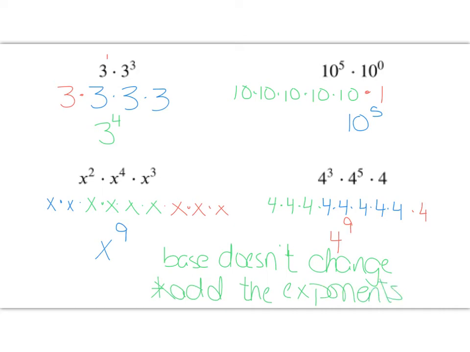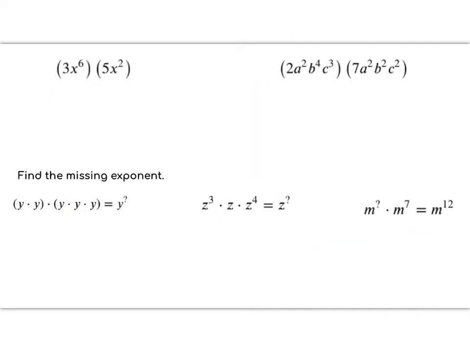Now, you can expand every single time and it'll work. But if you see the shortcut and you understand it, you can use it. Okay, so let's look at a couple of the weird ones. Let's say I have 3 times x to the 6th times 5x squared.